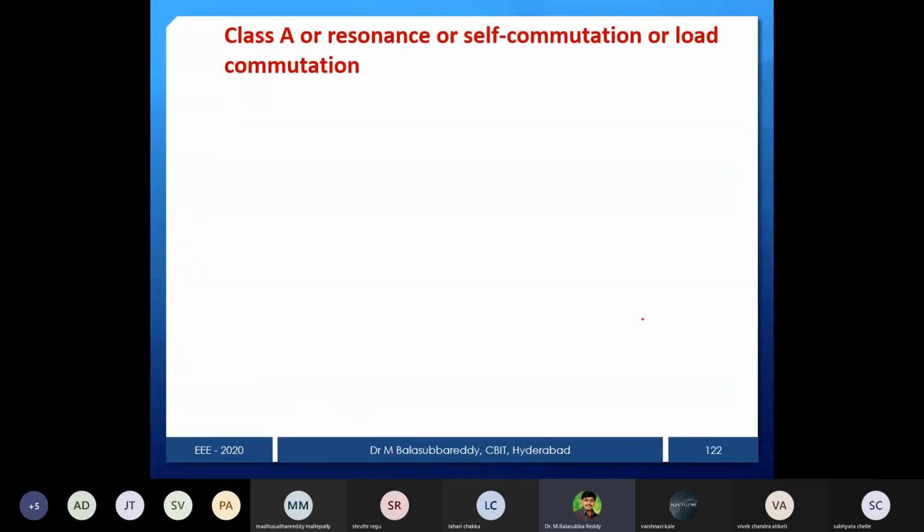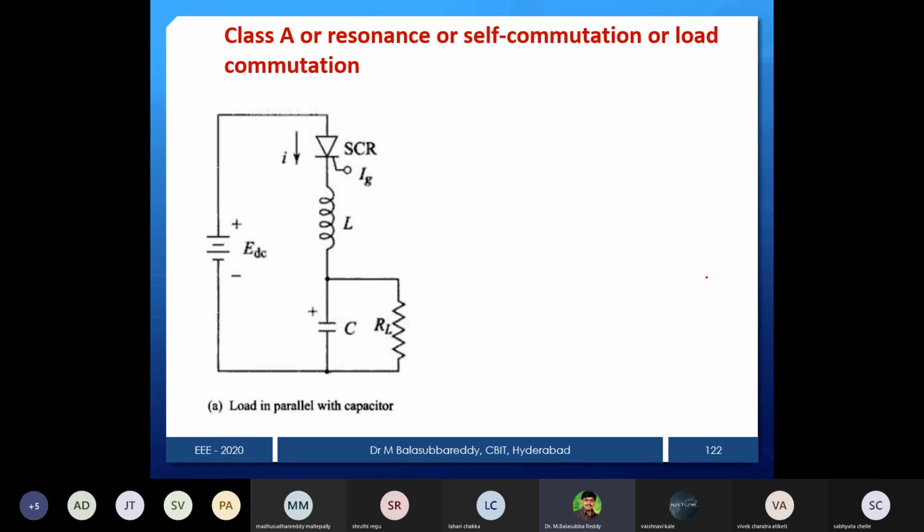Next we'll see them one by one, all simple logic, and I will show you the current directions also. Try to understand, and waveforms are also required from an exam point of view. You can see that class A is resonance, or self commutation, or load commutation, or current commutation. Here our intention is to turn off this thyristor, our main circuit thyristor.